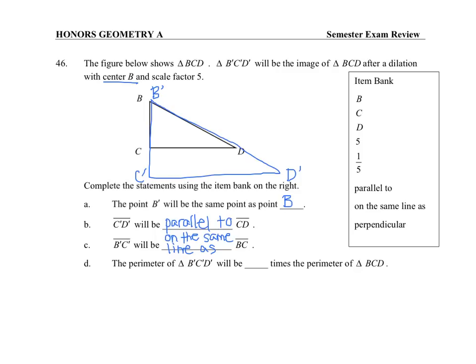Finally, the perimeter of triangle B prime, C prime, D prime will be blank times the perimeter of triangle BCD. Well, if the perimeter of triangle BCD is 1, we know that we're going to be getting larger by a scale factor of 5. So it should be 5 times the perimeter. The perimeter of triangle B prime, C prime, D prime will be 5 times the perimeter of triangle BCD.